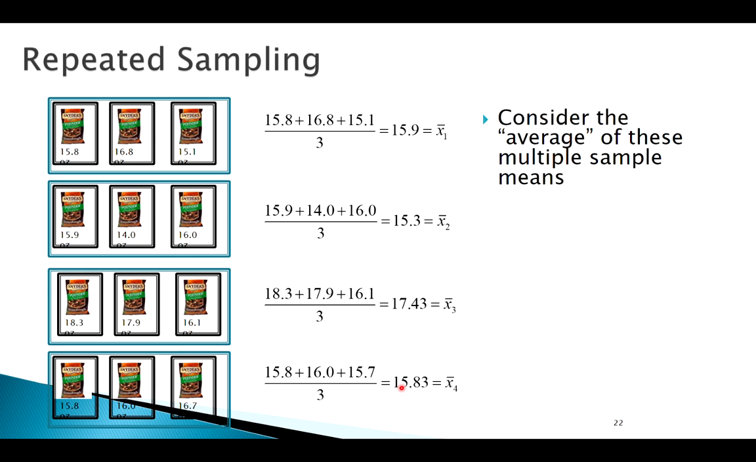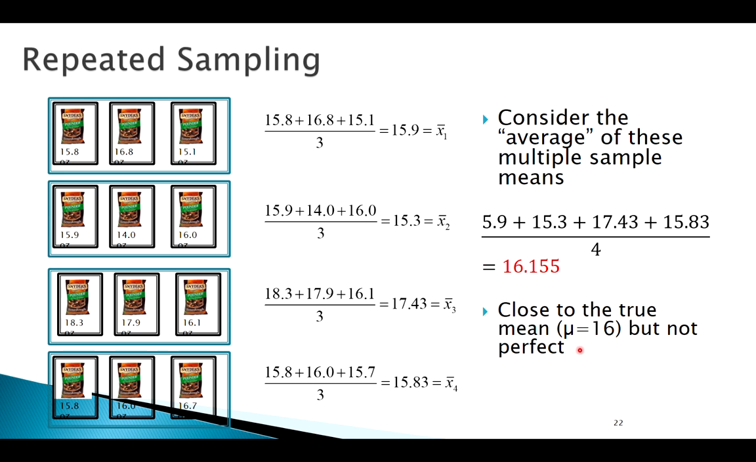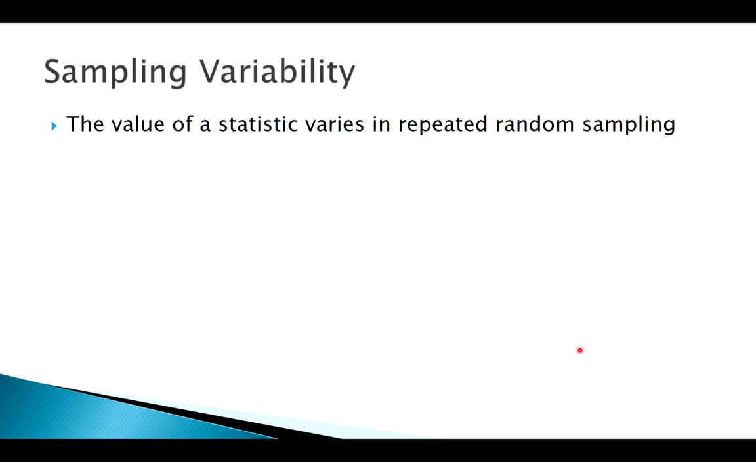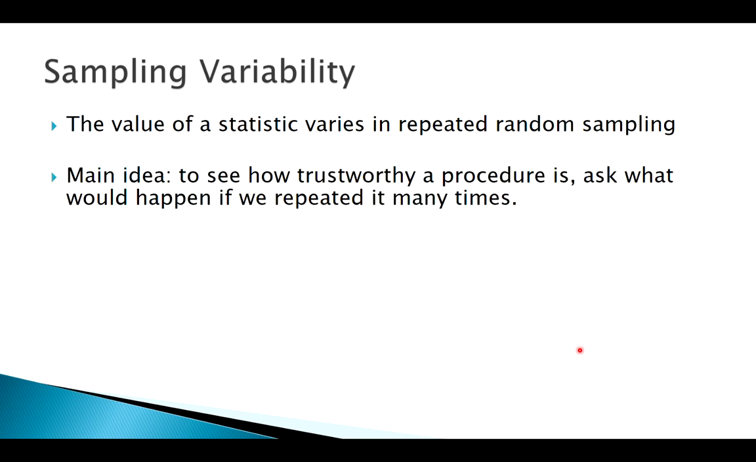What if we think about the average, or the mean, of these means? We'll take all these, 15.9, 15.3, 17.43, divide by 4 because we took 4 samples, that gives us 16.115. Pretty close to the true mean, but not perfect. This is all to demonstrate this idea of sampling variability. Every time I choose a new sample, the value of that statistic can change. It doesn't mean the value of the actual population parameter is changing. What's changing is the sample that I take and the statistic that I calculate.